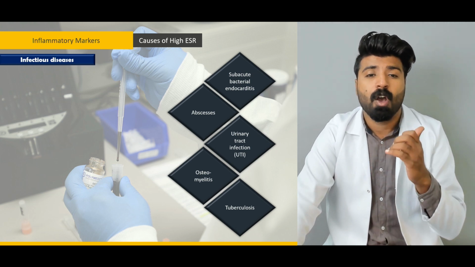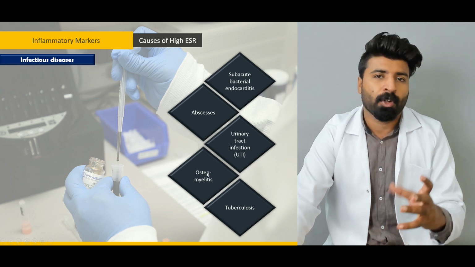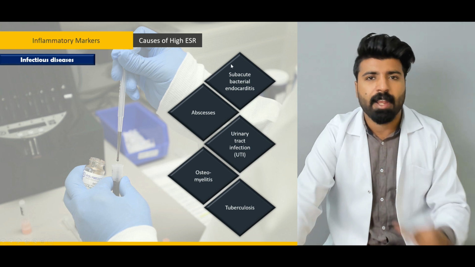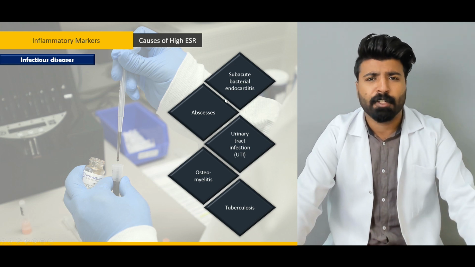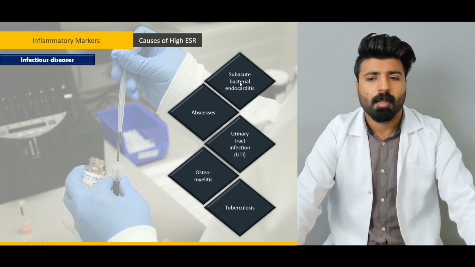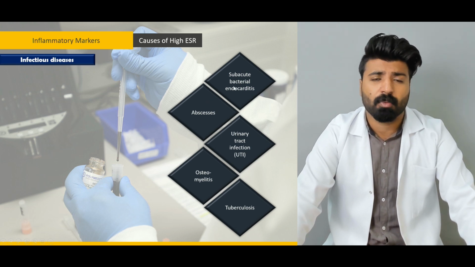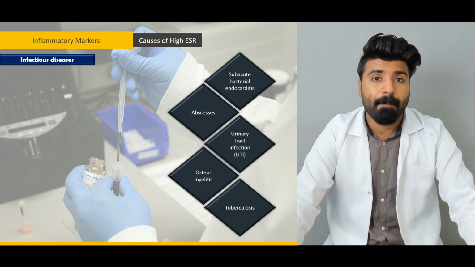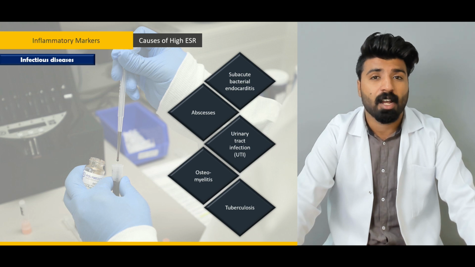Now, in terms of ESR, these 5 conditions are very important. Whenever you have very high ESR, you have to have these differentials. Maybe you didn't even ask the patient for any kind of history. Maybe the patient is under endocarditis, you didn't have time to ask for history, and you look at the lab reports and see very high ESR.